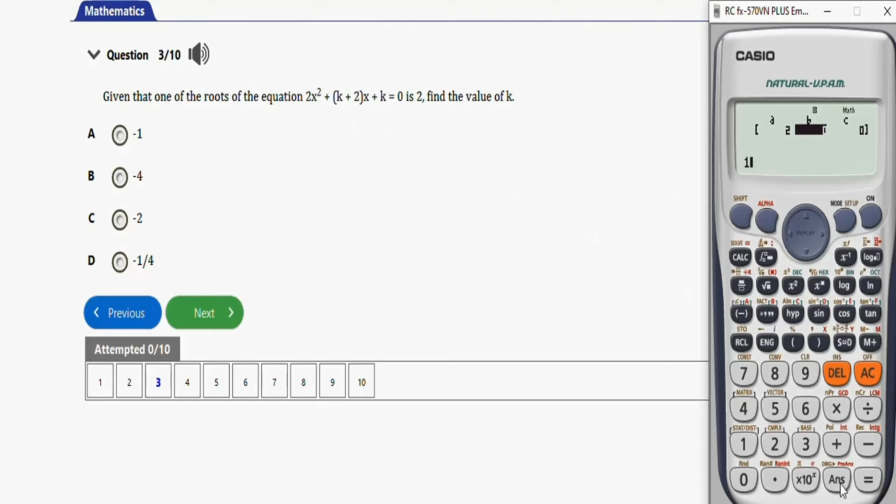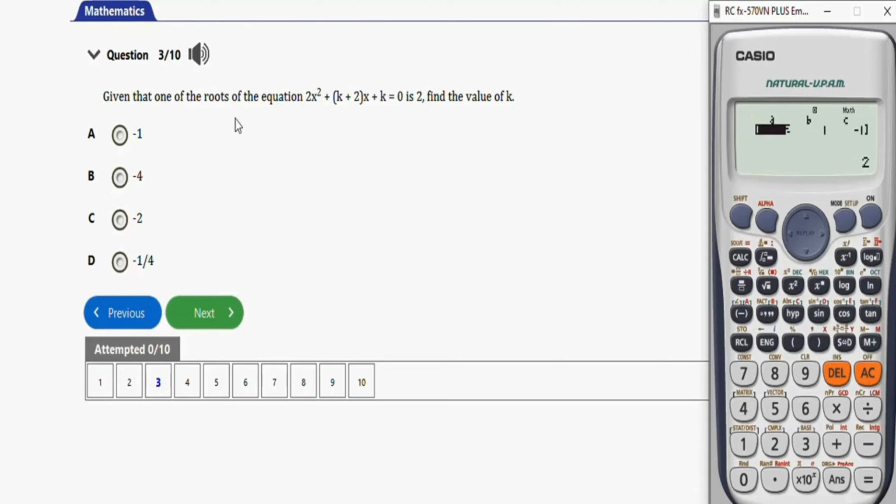So you're going to put 1 here. And remember, our k is not negative 1, a constant. So that's what it means. Let's press equal and see if we're going to have, given that one of the roots, let's see, we're going to see one of the roots to be 2. We have negative 1. No, so it's not this one.